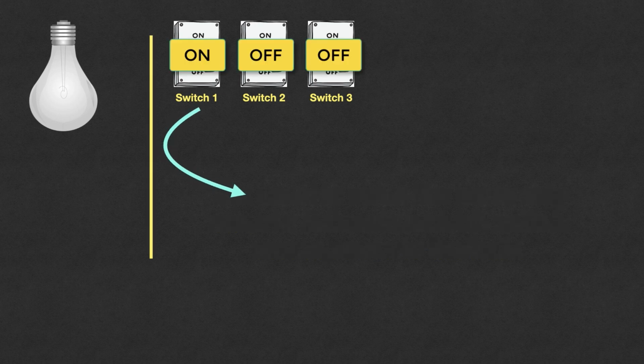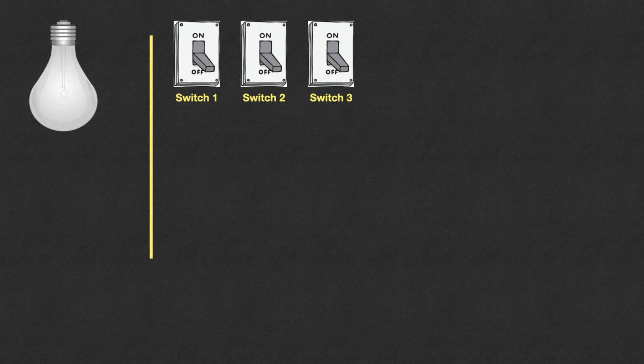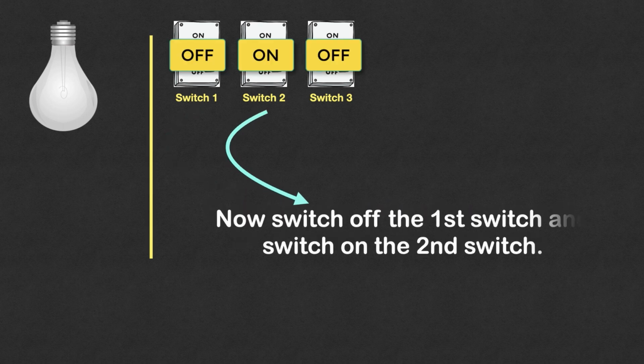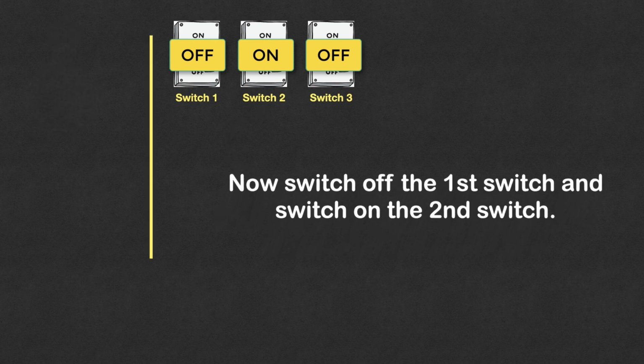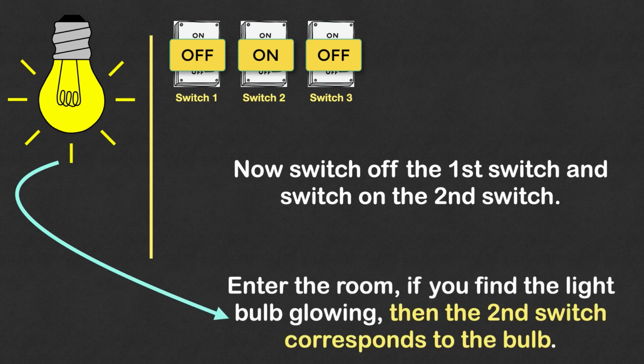First, switch on the first switch and wait for some time, say 5 minutes. Now switch off the first switch and switch on the second switch. Now enter the room. If you find the light bulb glowing, then the second switch corresponds to the bulb.